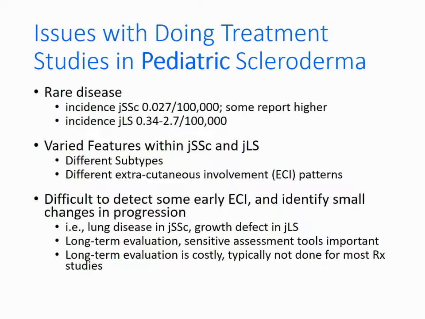It can be difficult to detect some of this early extracutaneous involvement, and it can be difficult to detect small changes in progression. So lung disease, for instance, the caliper looks great, but that's still a work in progress, so that's really not ready for prime time at this moment. Growth defects in juvenile localized scleroderma also would love to have some kind of outcome measure. So we really need long-term evaluation of patients. We need sensitive assessment tools so we can better detect differences that we think are clinically meaningful.